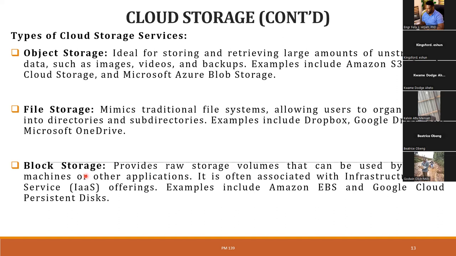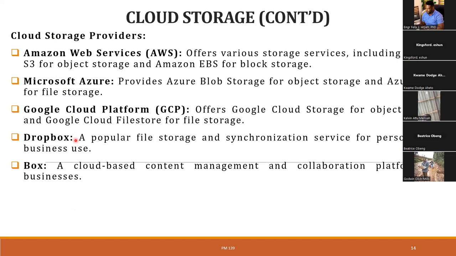So we can create virtual machines, and these are blocks. It's often associated with infrastructure as a service, IaaS. Examples include Amazon EBS and Google Cloud Persistent Disk. All right. So these are the cloud storage providers that exist. It is not limited to only these. There are lots of them. But the major ones are what have been outlined here.